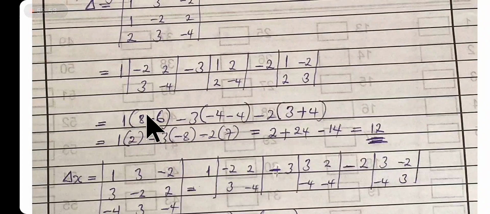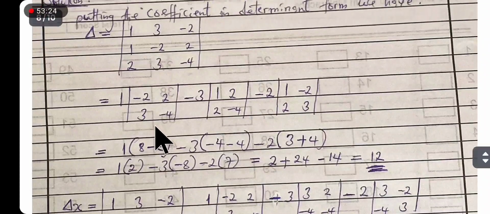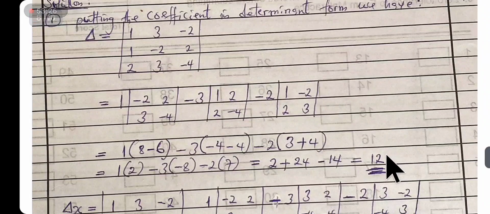So we have 1 here. 8 minus 6 is 2. Minus 3 is what we brought down here. Minus 4 is minus 8. Minus 2 is what we brought down here. 3 plus 4 is 7. 1 times 2 is 2. Minus 3 times minus 8 is plus 24. Then minus 2 times 7 is minus 14. 2 plus 24 minus 14 will give us 12. So this value, the single determinant, we find it to be 12.